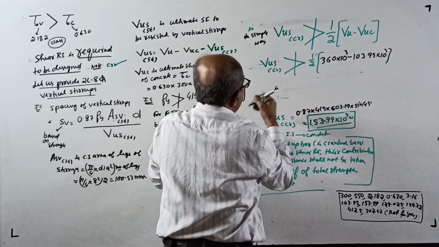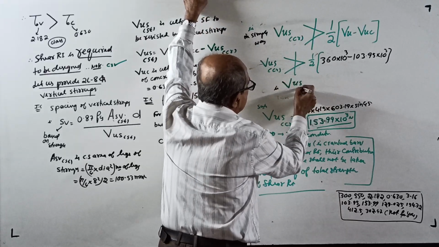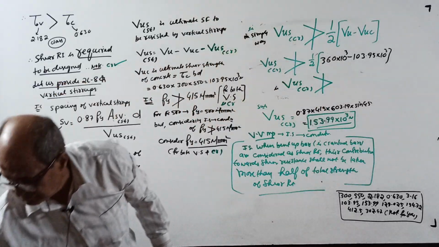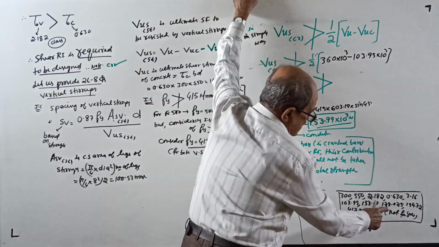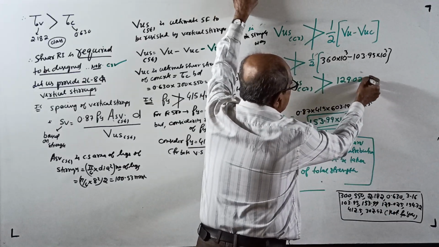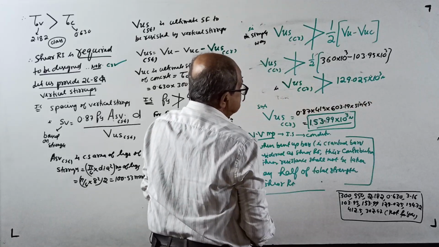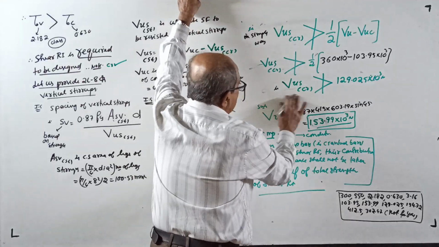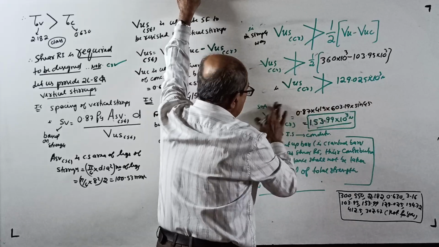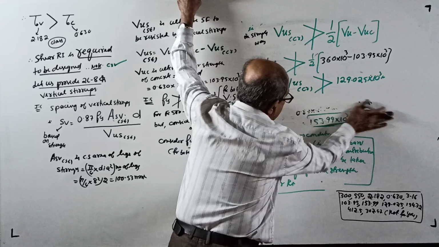That is VUSCR, not to be taken more than, get the answer. No, it's already there. 129.025 kilonewton, 10 to the power 3 Newton. Now, very important. You should not take more than that value. You already know the value of VUSCR. I'll remove this one now. 153.6. Now here.